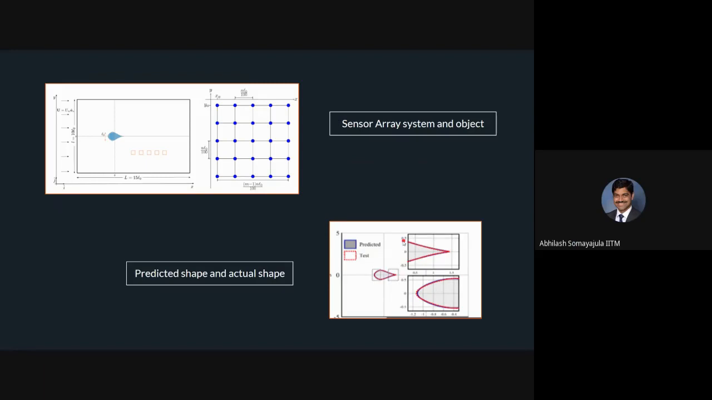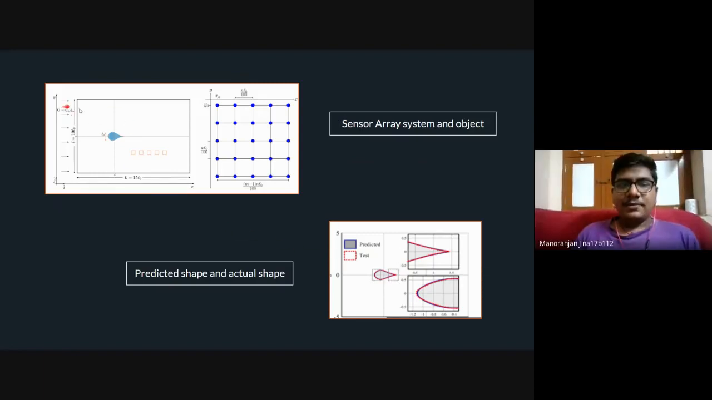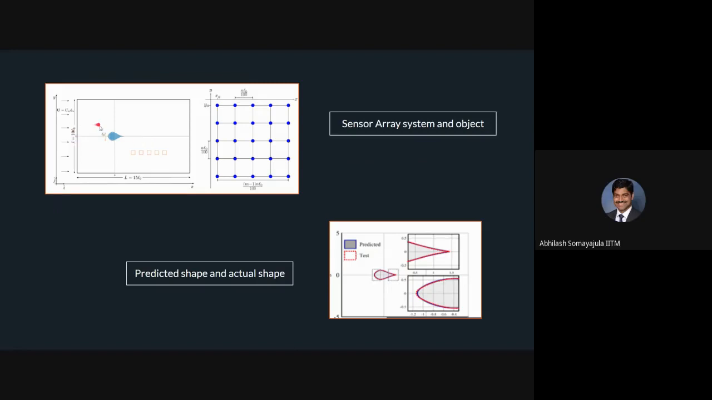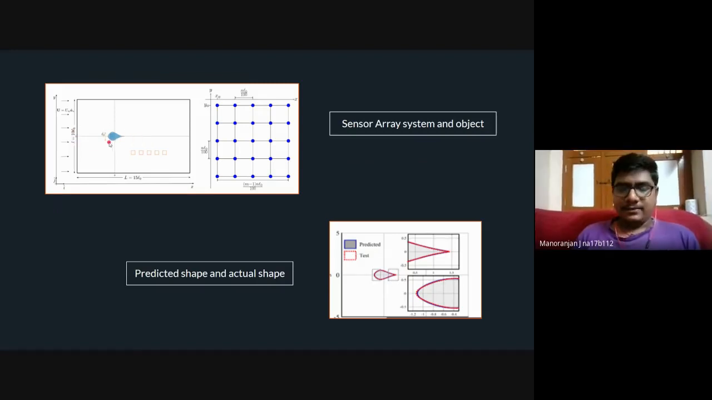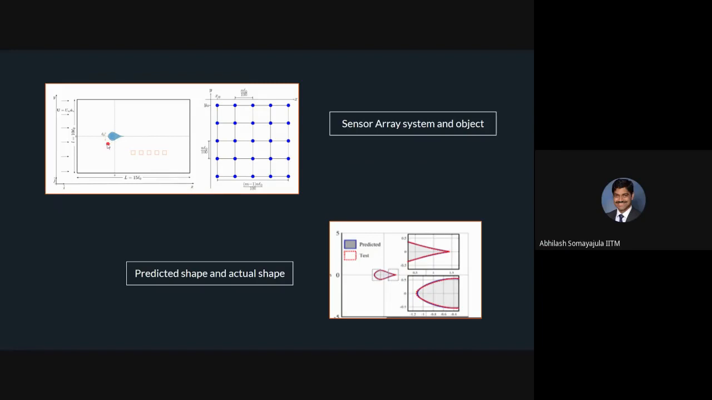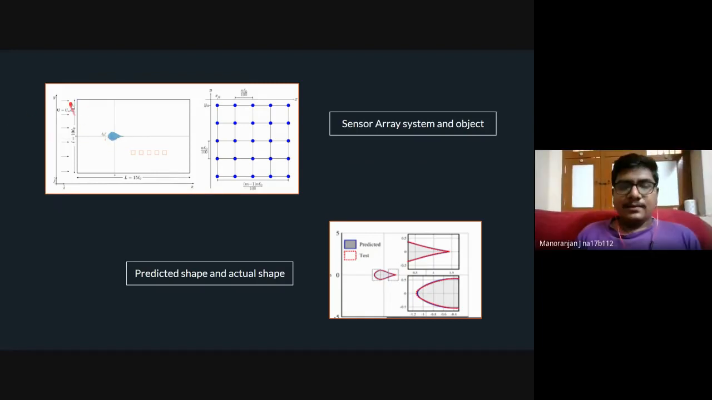Manoranjan, yes, sir. Quick question. Was the object moving or was there a flow past the object? Yeah, in this case there is a flow past that object. The object itself is not moving, right? Yeah, the object itself is not moving. All right. So the object is not moving, but there is a flow around that object, and depending upon how the flow changes, we can get the velocity and pressure points in the sensors, and we can try to predict that object.